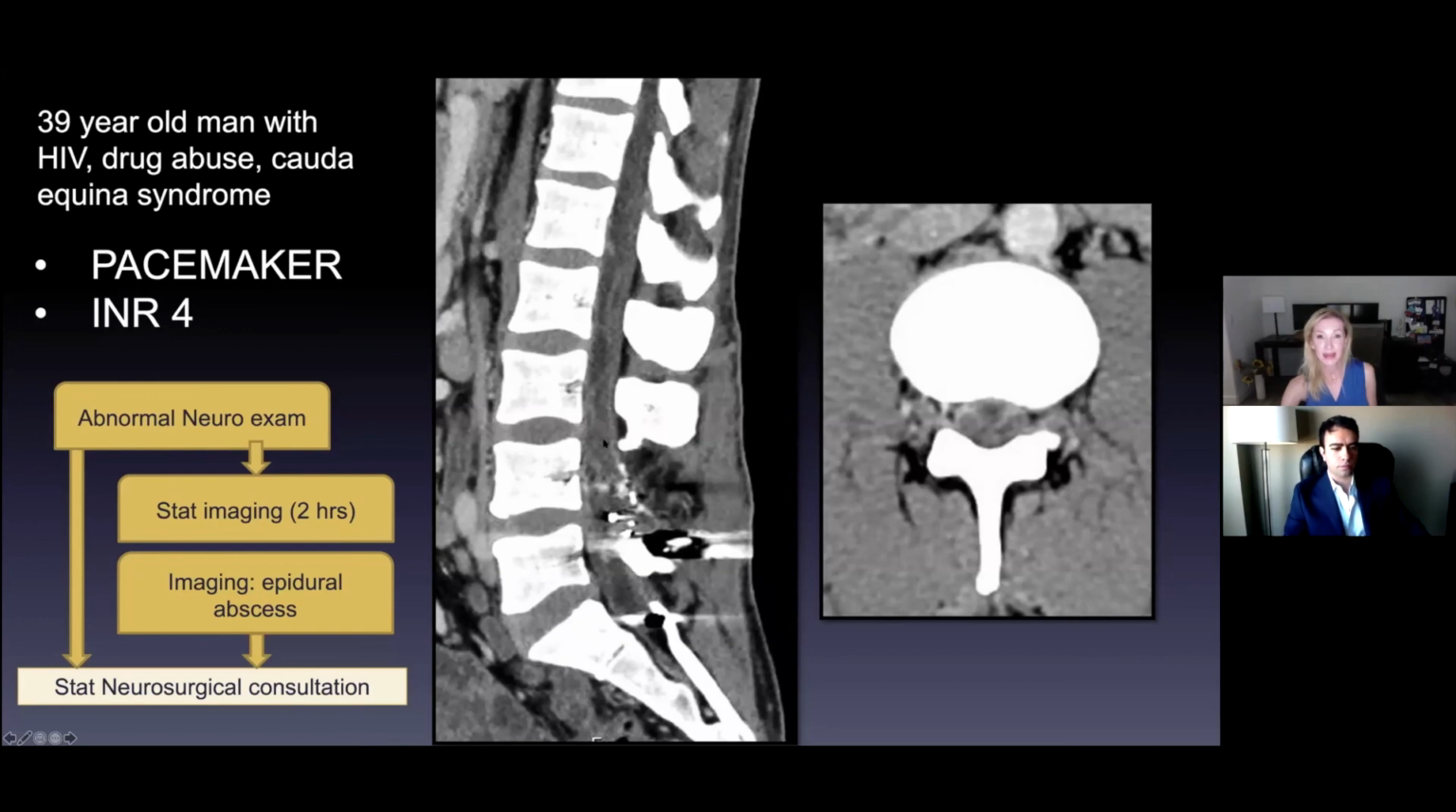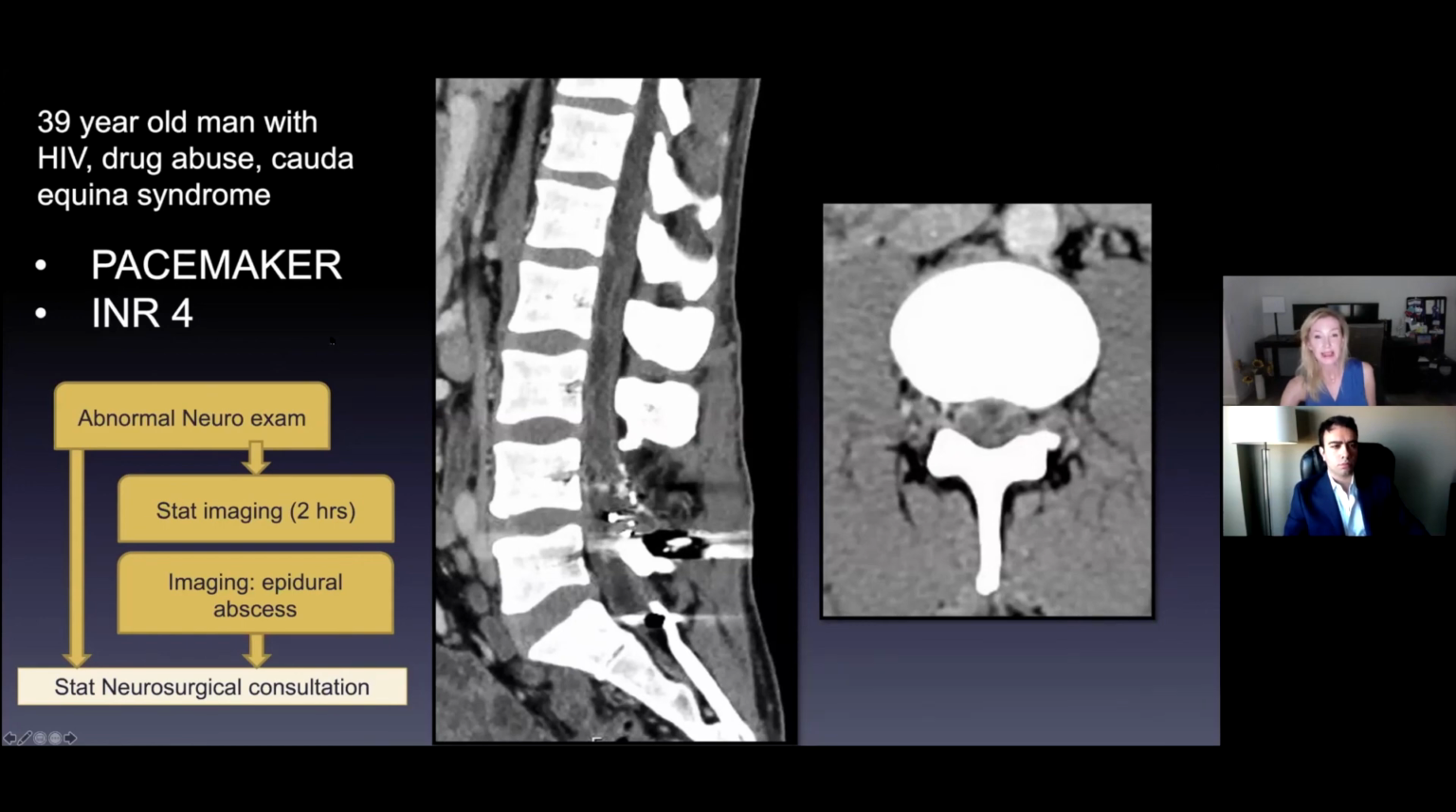So indeed, they did have cauda equina syndrome. The ER doctor was very astute, got it right. This is an epidural abscess here on this axial image, so it's compressing the cord. So going down that algorithm, they called us first for the imaging to see what kind of imaging they could get. And so I told them in the night.